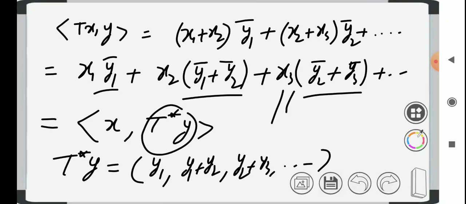Let me give you another example of this adjoint operator, which we will compute for the right shift operator. We will compute the adjoint of the right shift operator. The right shift operator is simply defined as follows: it takes a vector or a sequence and shifts it right by 1.